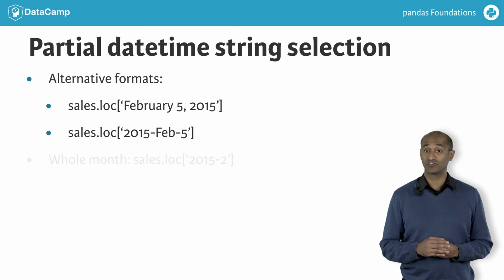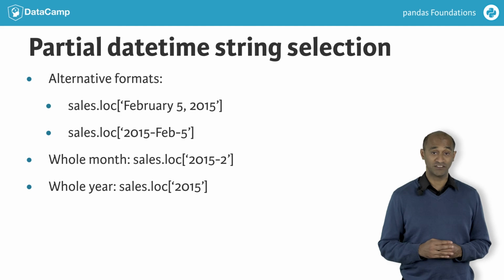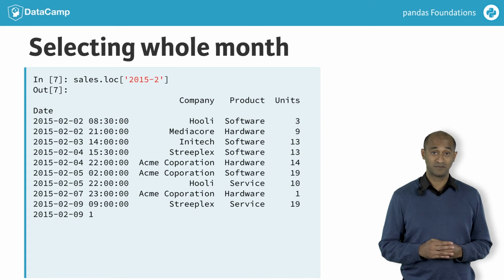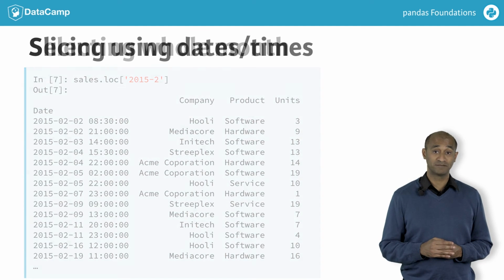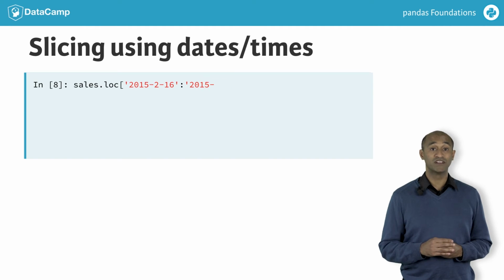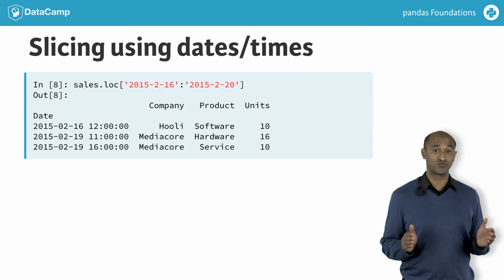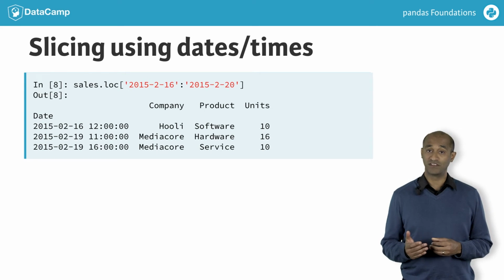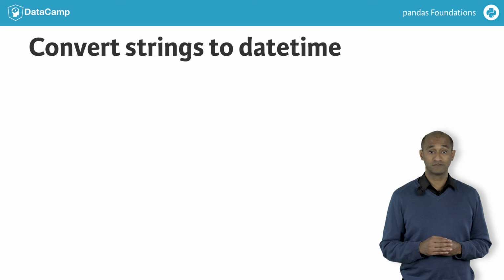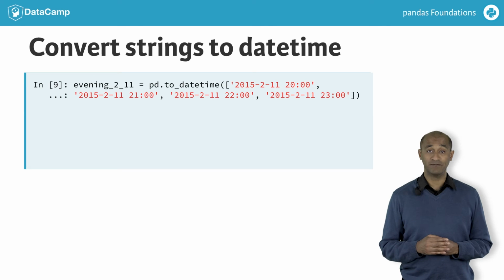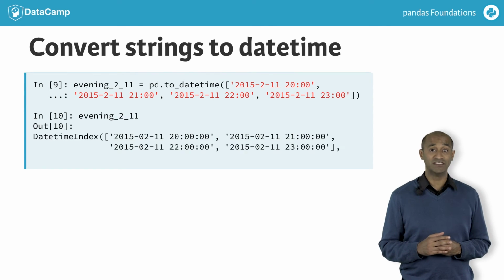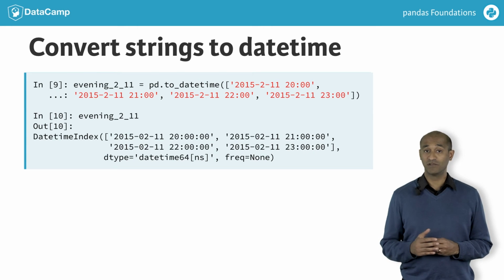Pandas also allows partial selections for entire months or entire years. Here's the whole month of February 2015. Lastly, we can slice between partial datetime strings by providing a start and a stop string separated by a colon. For example, we can select all of the rows within a 4-day window. The Pandas to_datetime function can convert strings in ISO 8601 format into Pandas datetime objects. For example, here's a few entries from the evening of February 11th.